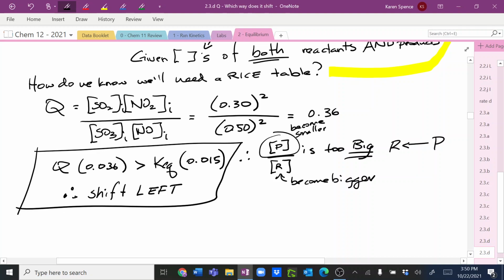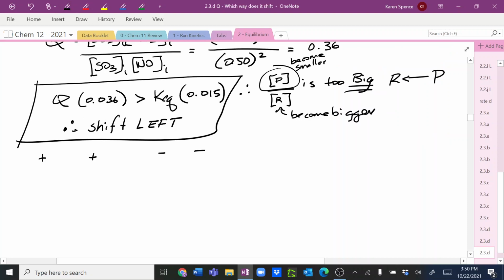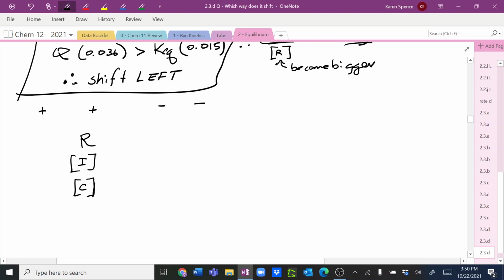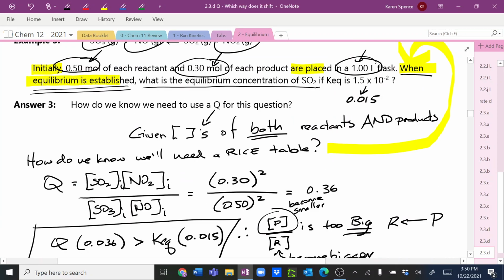Which means in our RICE table, we're going to be putting our pluses on the left-hand side and our minuses on the right-hand side. If you want to go ahead and do a RICE table without me, you can do that, and if you want to follow along with me, you can do that too. R. Remember your square brackets around the I and the C and the E. Those square brackets tell you that you are representing concentrations. R stands for reaction, so let's go write our reaction.